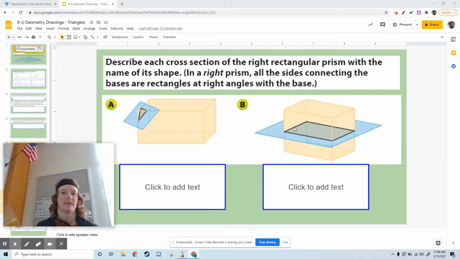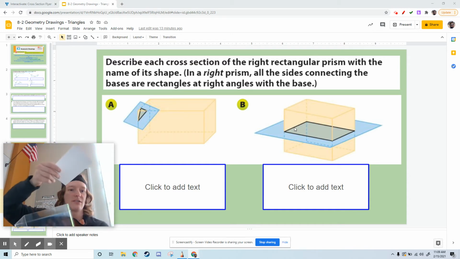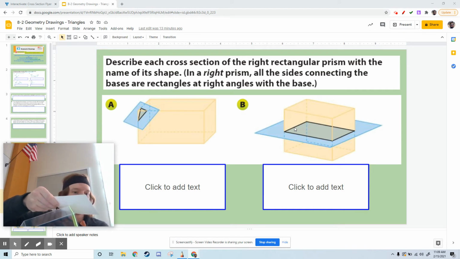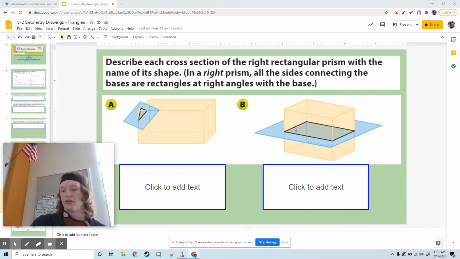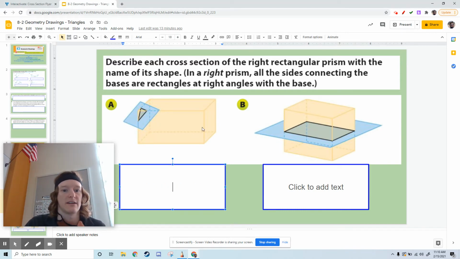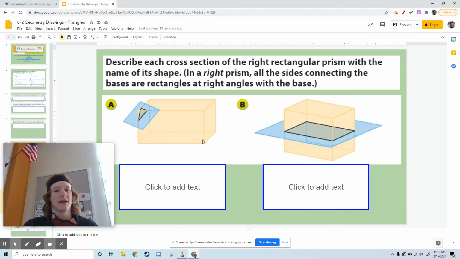For part A, we have a rectangular prism, and our plane figure starts here and goes down into this shape, so that just this little corner is sticking out. And what shape do we see? Well, we see there's one side, there's one side, there's one side. So it's a 3-sided shape. So that there is just a triangle. Go ahead and type in the word triangle here. I'm not going to do all the typing. I'm going to let you handle all that.